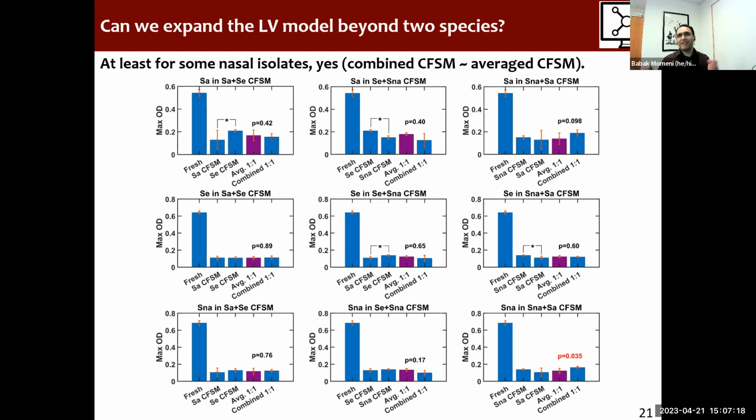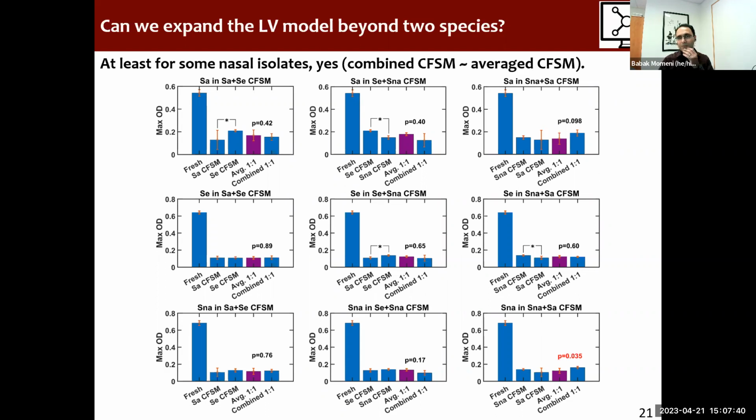So that tells us that if you have two species, each of them is affecting the environment in some way. If both of them are present at the same time, will the local Lotka-Volterra type model still hold or not? And for the majority of cases that we tested, it did. So we didn't see anything too jarring about the way the combination of CFSMs worked.